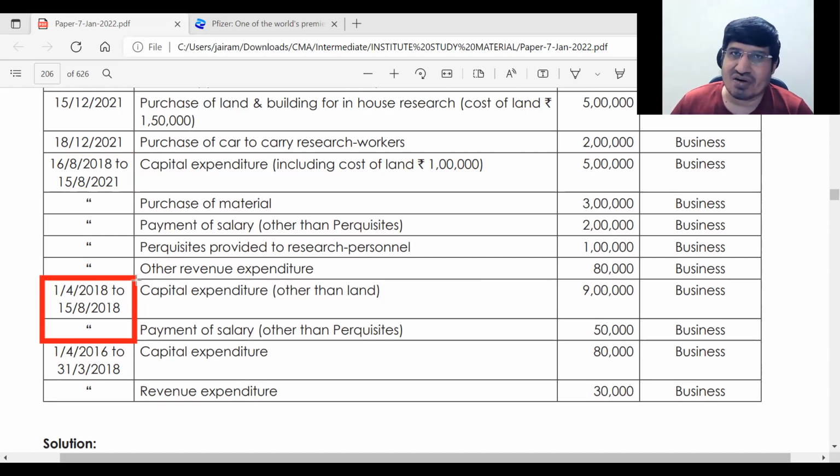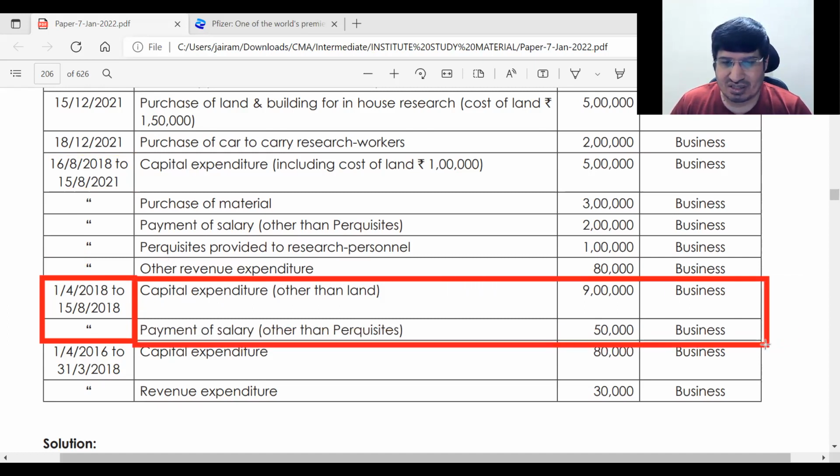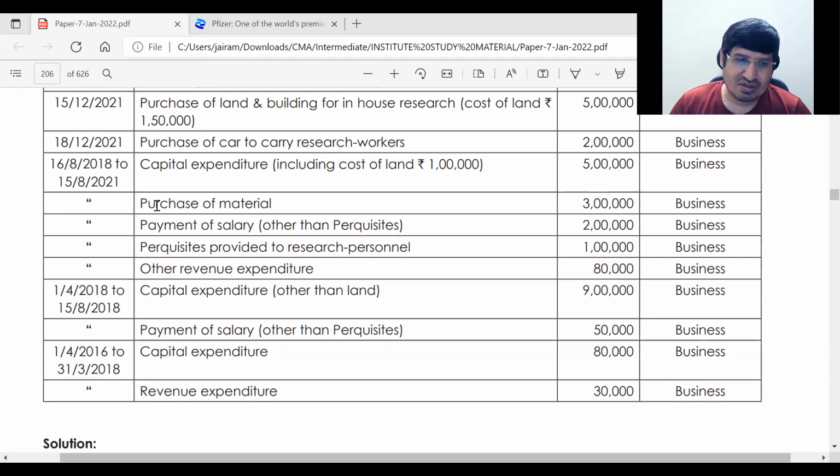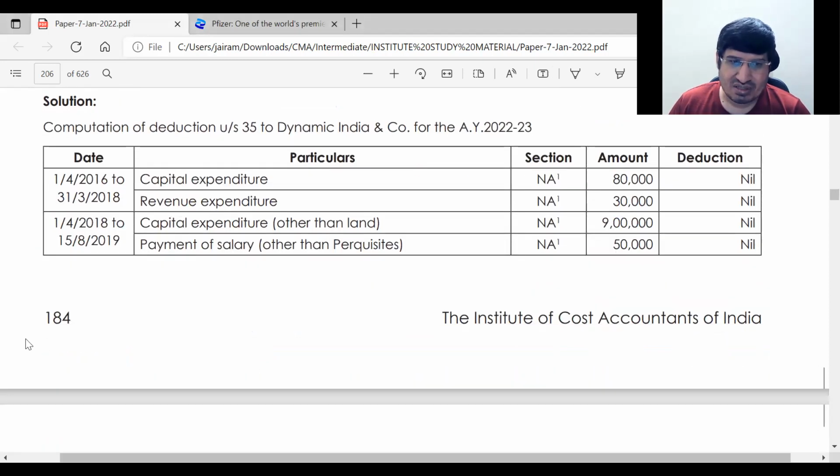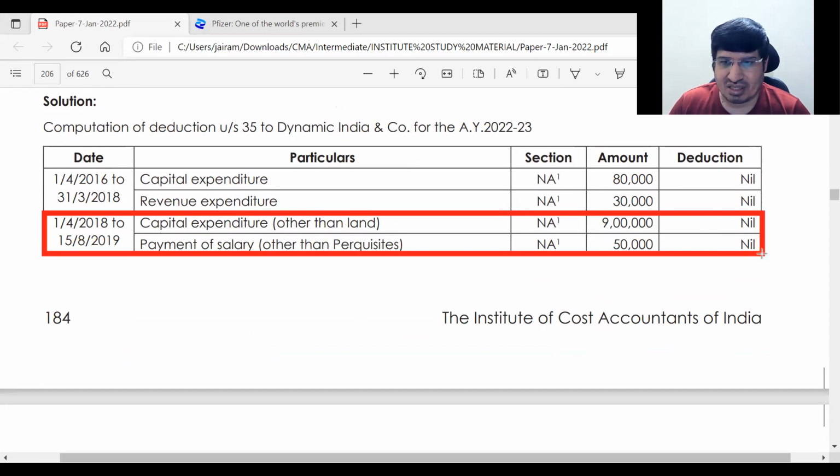Only 3 years is allowed, be it revenue or capital, which is before commencement of business. Only 3 years before is allowed. If this is earlier than that, so it won't be allowed. ठीक है, इसीलिए ये दोनों नहीं मिलेगा. 9 lakhs and 5 lakhs you will not get. ठीक है, here you can see. ठीक है, you will not get.